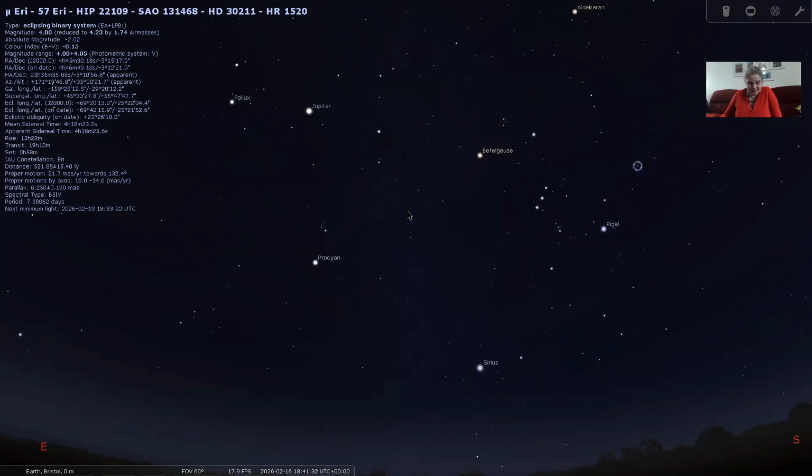Okay, so this is a binary star system. So in other words, 2 stars going round each other, but the plane of the rotation happens to be, we're looking at the plane of rotation.